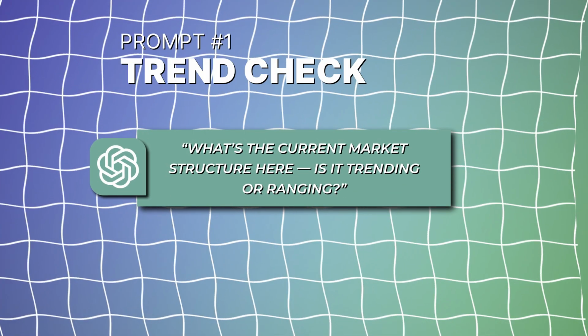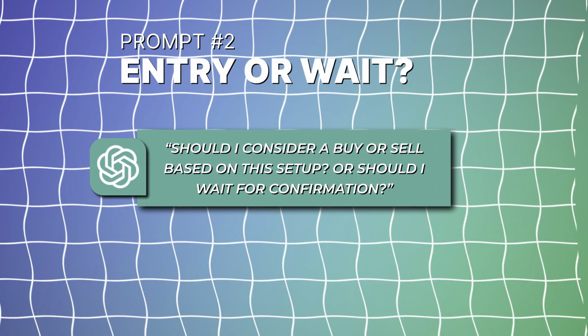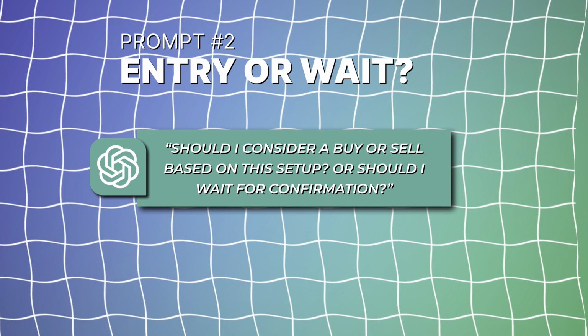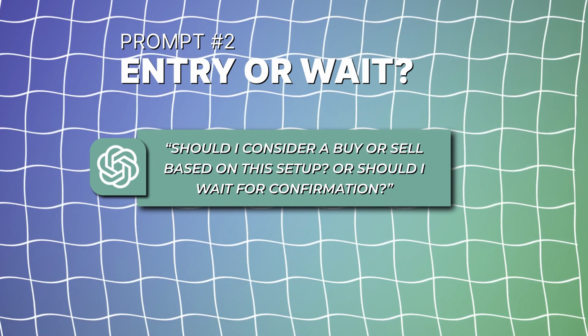Okay, and now let's discuss prompts. These are the most useful and helpful when you trade with ChatGPT. Prompt number 1, trend check. This helps you avoid false entries in sideways zones. Prompt number 2, entry or wait. Great for filtering emotional trades, and the most powerful one, it actually helps you to make the final decision in trading.